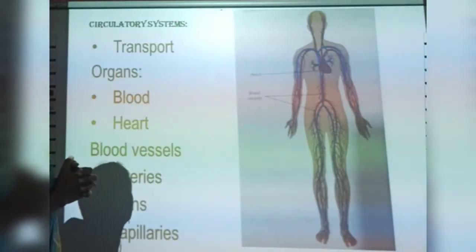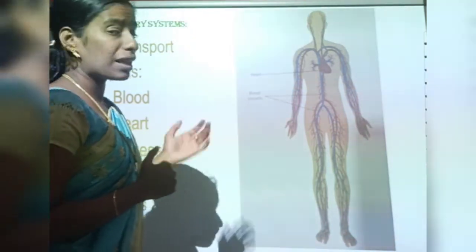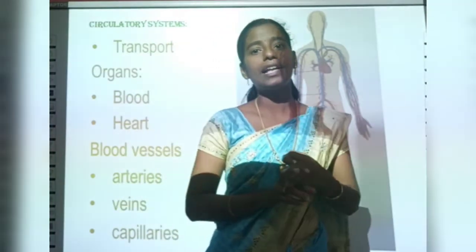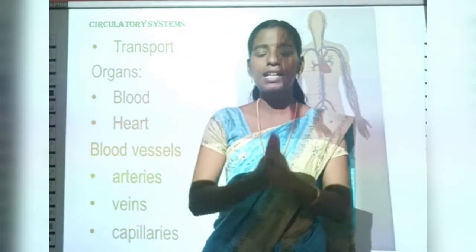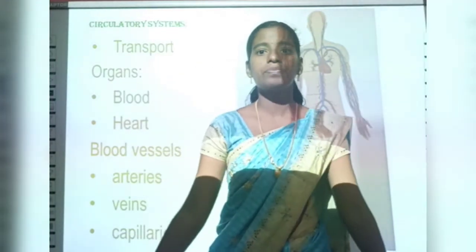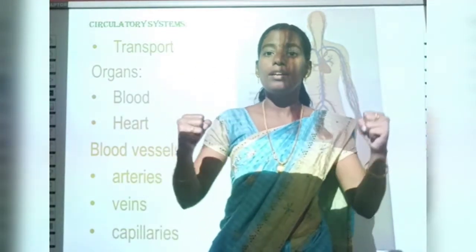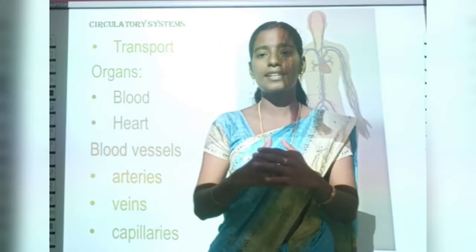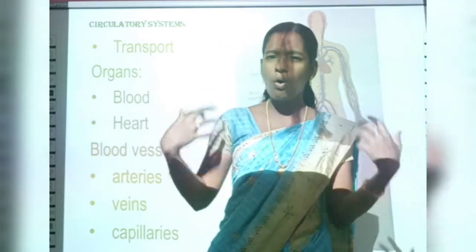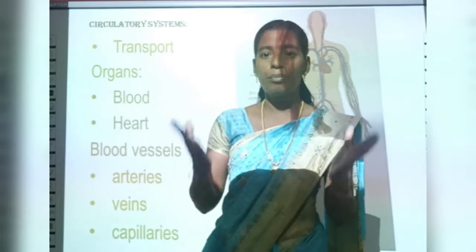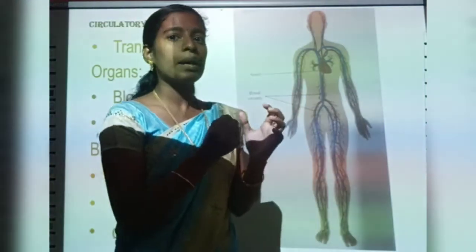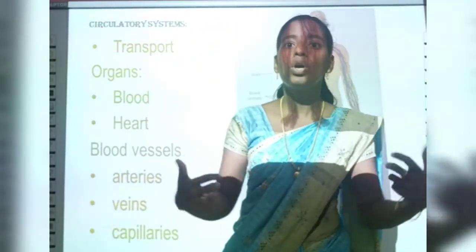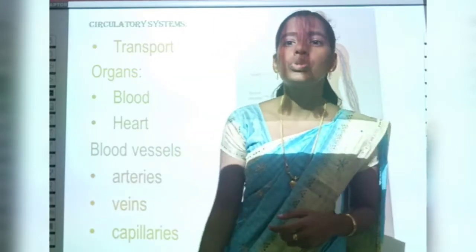Then, what do the blood vessels do? We have 3 blood vessels: arteries, veins and capillaries. These blood vessels carry the blood throughout the body. They are running throughout our body. The whole body has these blood vessels. They take the blood from the heart to all the organs of our body. So, the heart will pump and give the blood, and these arteries, veins and capillaries will take the blood throughout our body from head to toe.